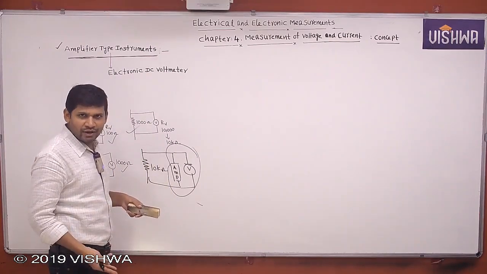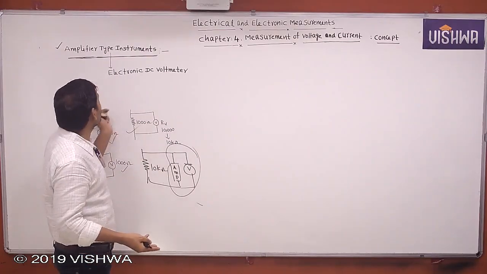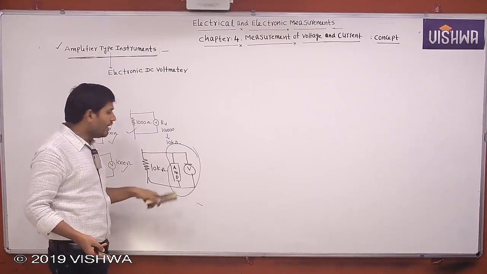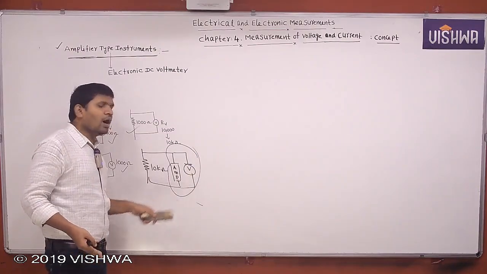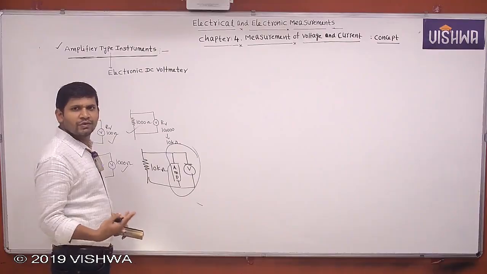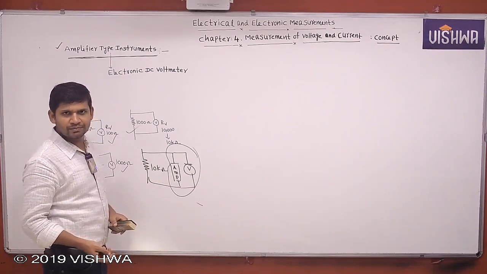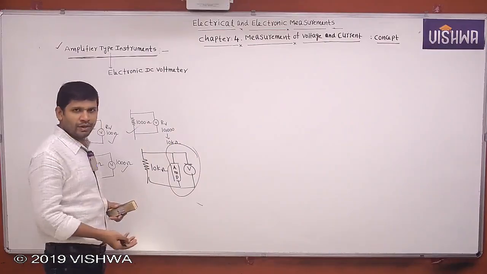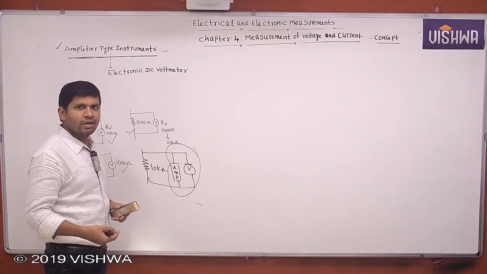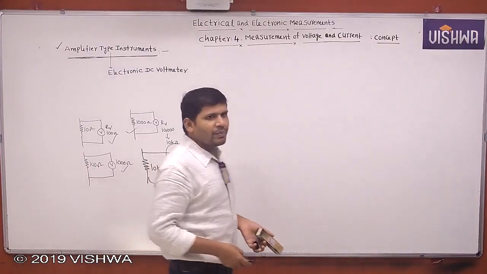Okay, amplifier type voltmeter. An amplifier is an electronic device. That's why it is also called an electronic DC voltmeter. We are using electronic elements, and our voltmeter is a DC voltmeter. That's why it is an electronic DC voltmeter. Clear? Okay, that is the reason why you go for electronic DC voltmeters. Understood? Okay, write down.